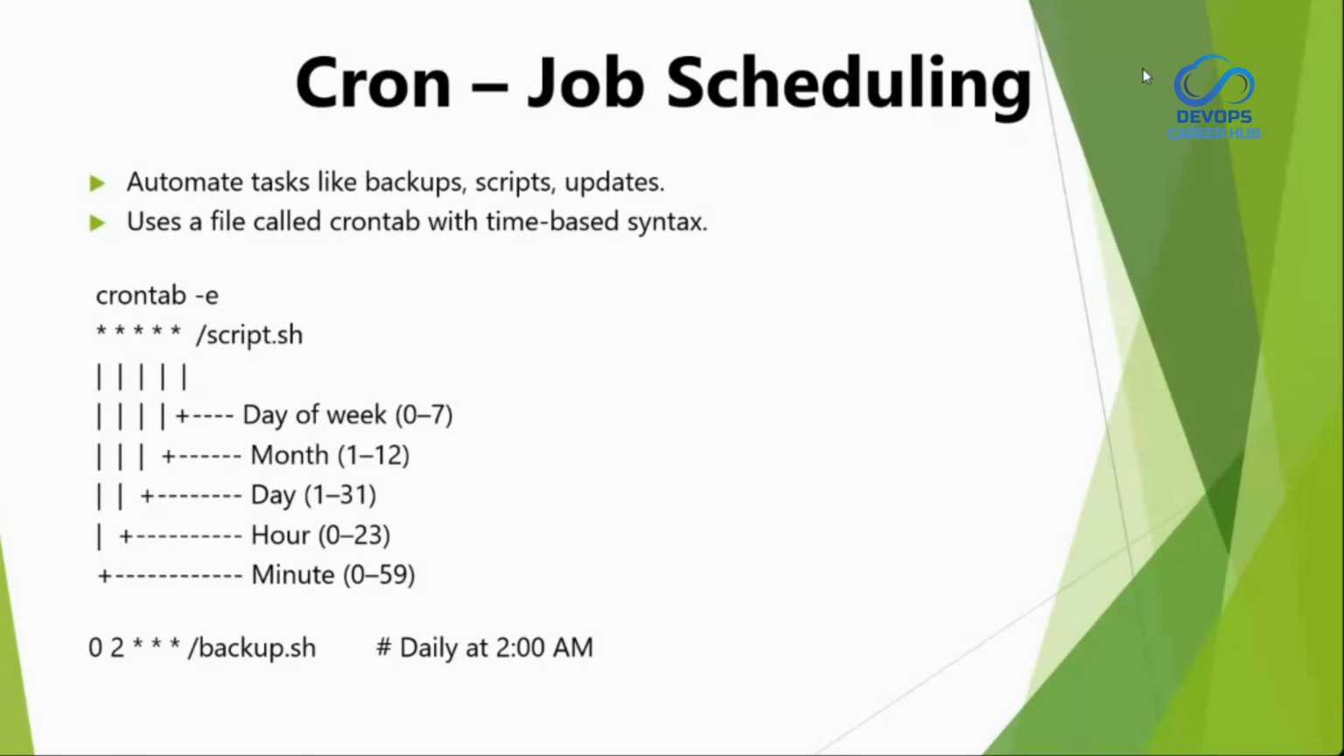These stars show the day of the week from 0 to 7, month 1 to 12, day of month 1 to 31, hour 0 to 23. These are the kinds of things. Let's say daily at 2, so it is 0 for the minute and the hour is 2. These three stars will show every time, let's say every week, every month, and every day.